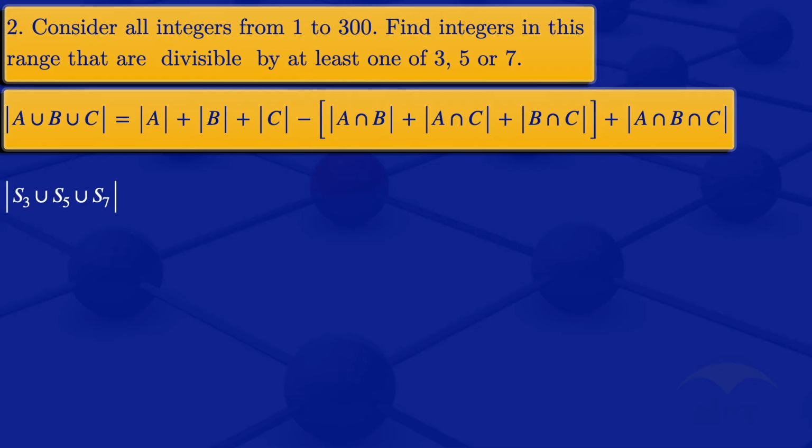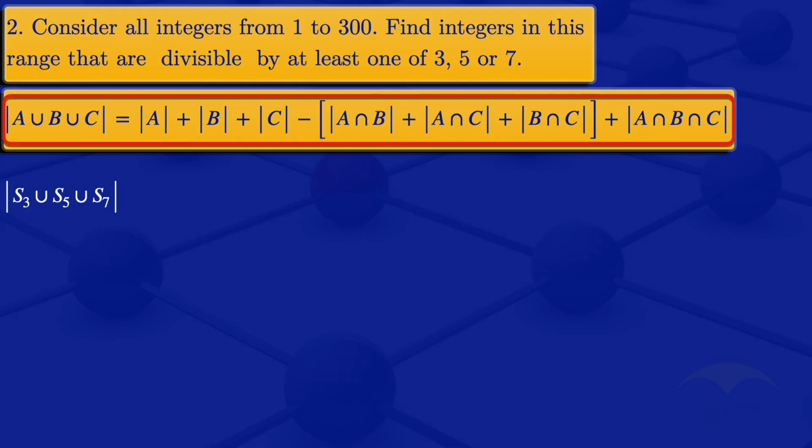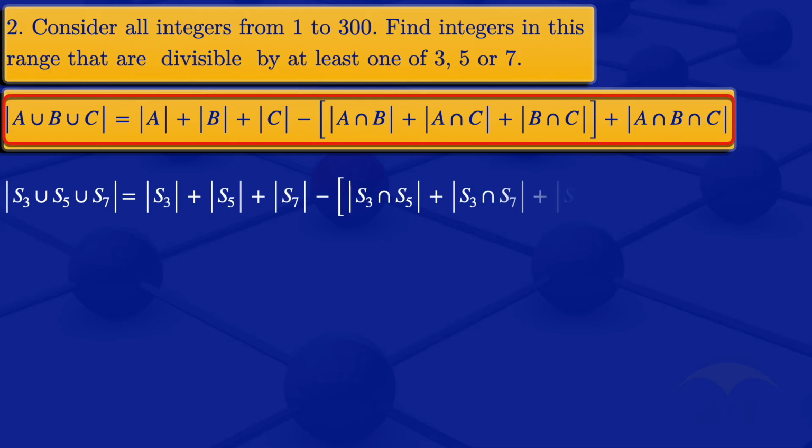So to evaluate that cardinality, we will use the expression that we have just evaluated. Where we have the A, we will put S3. Where we have the B, we will put S5. Where we have the C, we will put S7. So our cardinality becomes the cardinality of S3 plus cardinality of S5 plus cardinality of S7 minus the cardinality of S3 intersection S5 plus cardinality of S3 intersection S7 plus cardinality of S5 intersection S7, then plus the cardinality of S3 intersection S5 intersection S7.